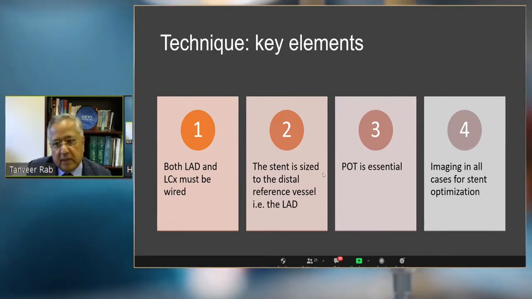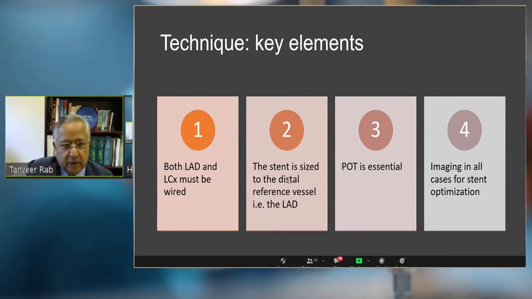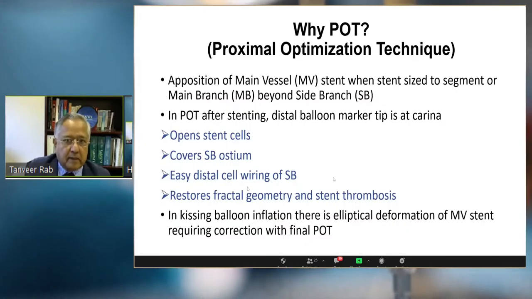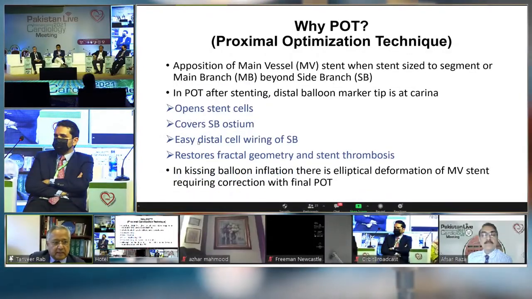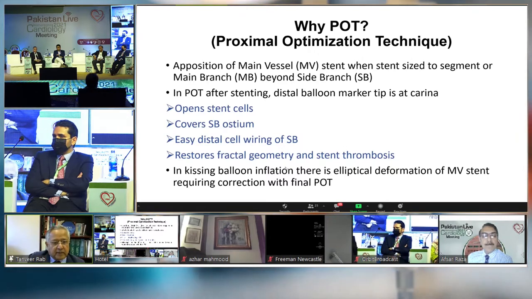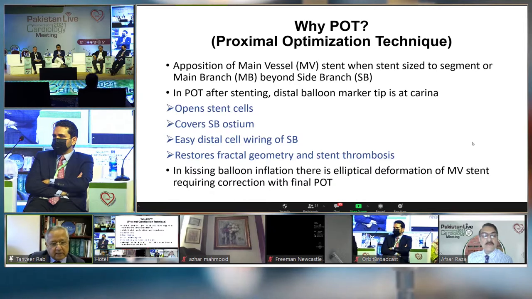POT is essential, and imaging in all cases for stent optimization. Why POT? POT, the proximal optimization technique, is apposition of the main vessel stent when the stent is sized to the segment or main branch beyond the side branch. In POT after stenting, the distal balloon marker tip is always at the carina. This opens the stent cells, covers the side branch ostium, allows easy distal cell wiring of the side branch, restores the fractal geometry, and reduces stent thrombosis.